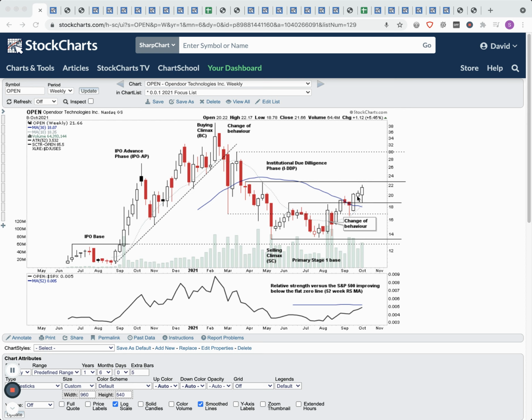Starting with the weekly chart here, it's potentially at the moment in stage one. This is what we call the primary stage one base following the IPO base. You can obviously argue that it's already been through the various stages, but I prefer to label the initial part from an IPO with the life cycle trade terminology. So you get the IPO advanced phase, the institutional due diligence phase, and then it moves off into the institutional advanced phase once it breaks out from its initial base.